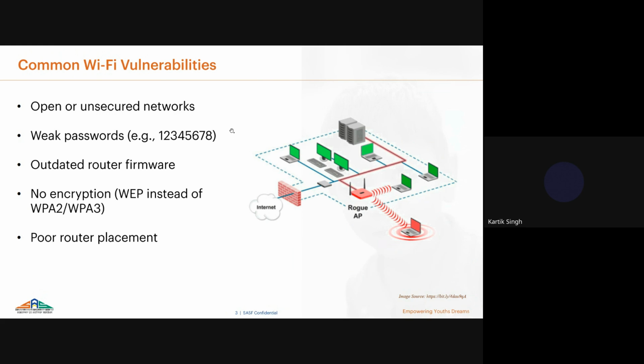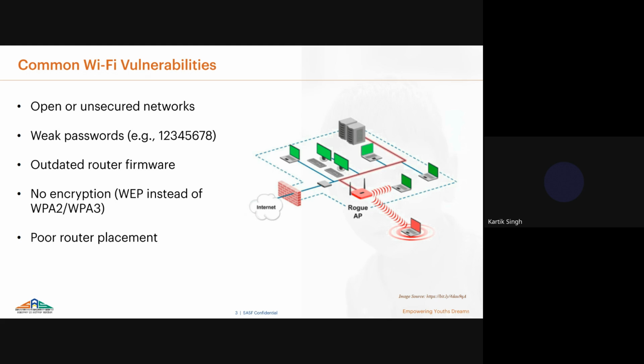Now, some common Wi-Fi vulnerabilities are open or unsecured networks, weak passwords, outdated router firmware, no encryption, and poor router placement. Open and unsecured networks are the most common and most basic Wi-Fi vulnerability in today's world. Sometimes hackers or malicious threat actors do things like not setting a password on a Wi-Fi, and what happens is our devices, our mobile devices or laptops, connect automatically to the open Wi-Fi networks.